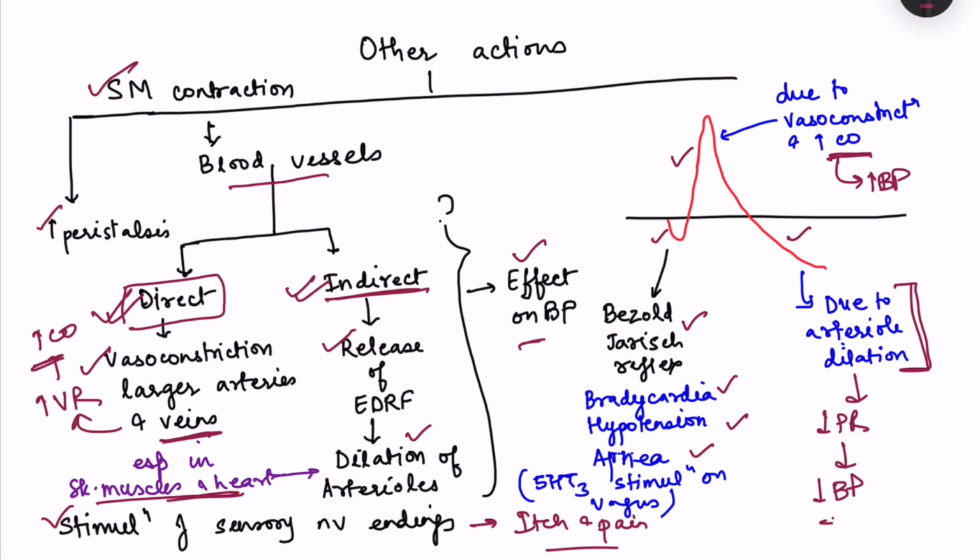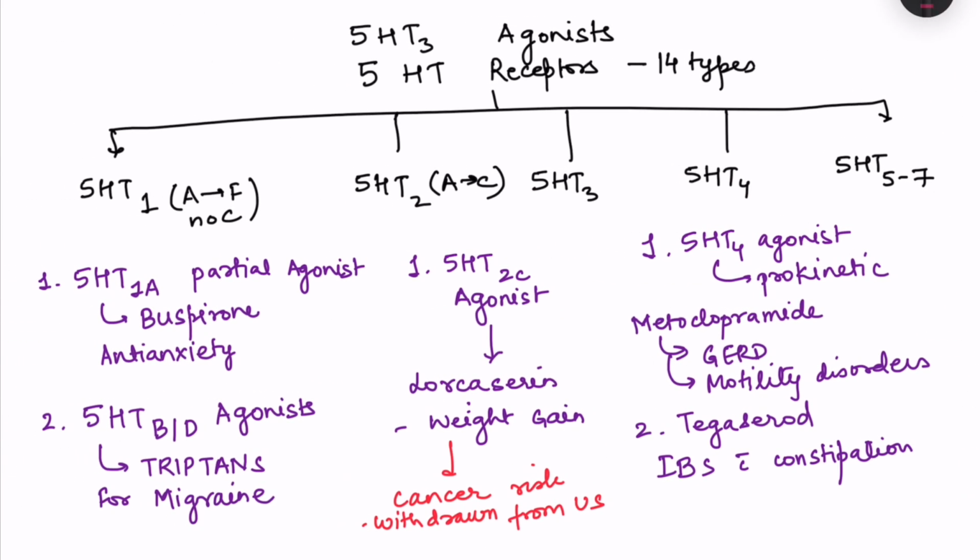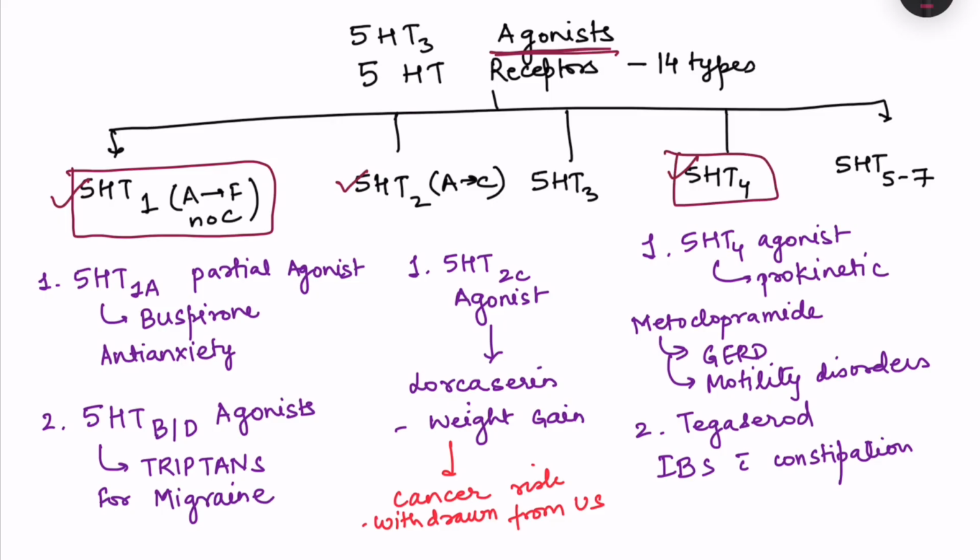So with this, let us move on to some drugs. First are the serotonin agonists. We will see 5-HT1 agonists, 5-HT2 agonists and 5-HT4 agonists. Out of these, the important ones are 5-HT1 agonists and 5-HT4 agonists. We have two different types of drugs among the 5-HT1 agonists. One is the 5-HT1A partial agonist, buspirone. It is used as an anti-anxiety drug.